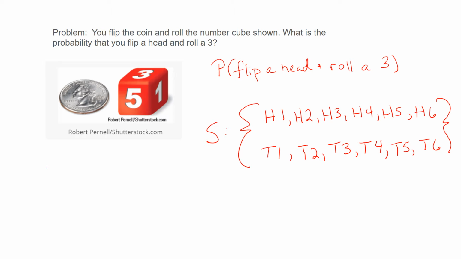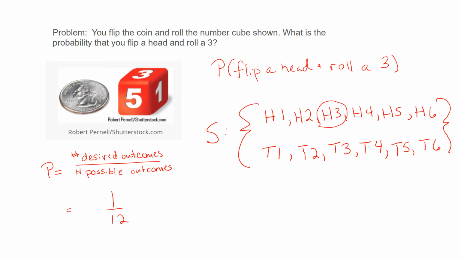So we know that the probability is the number of desired outcomes, what you're looking for, divided by the number of possible outcomes. In this sample space, we have 12 different outcomes, and only one of these outcomes is what we desire. So the probability would be 1/12.